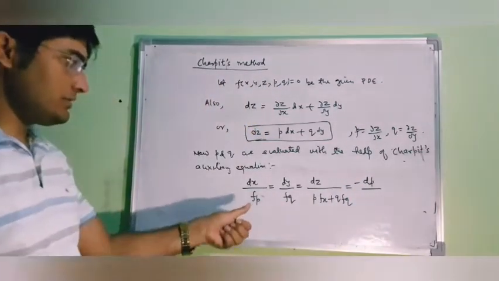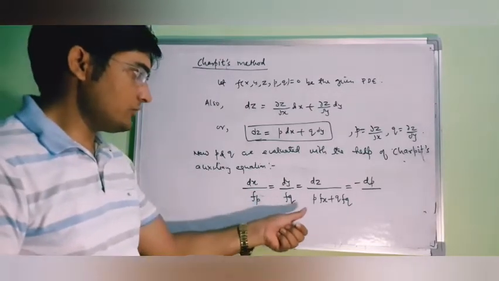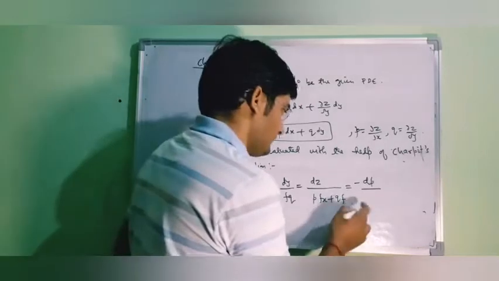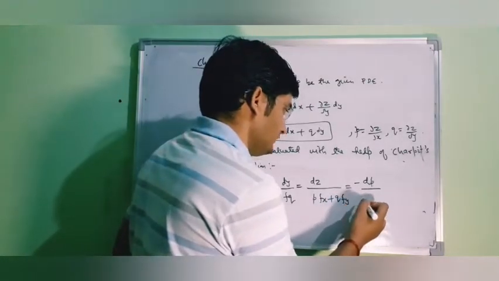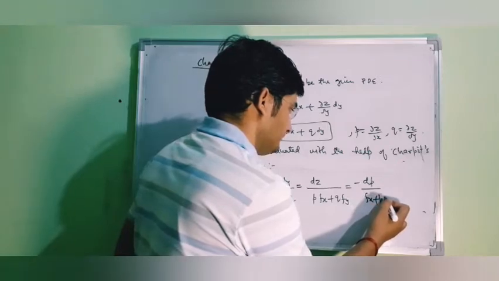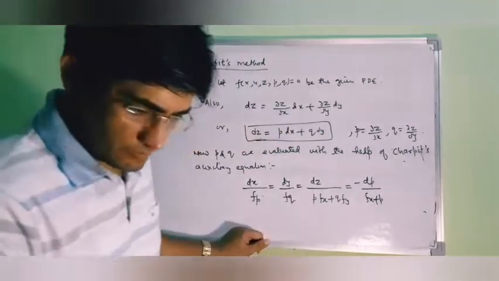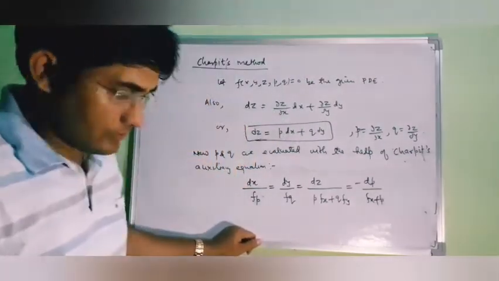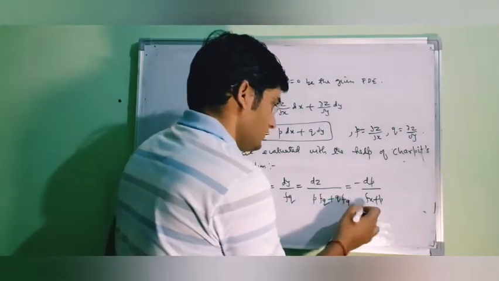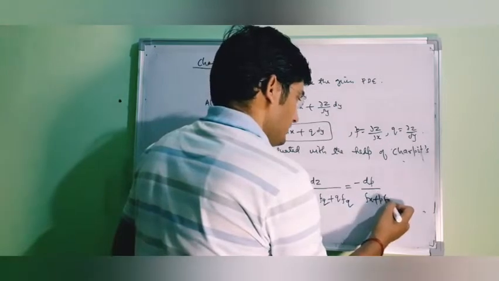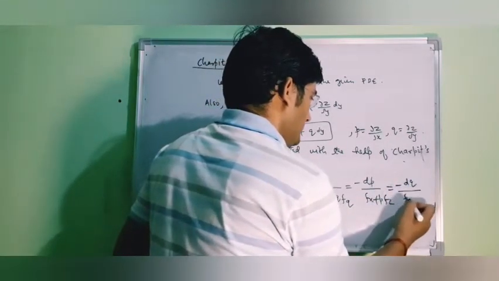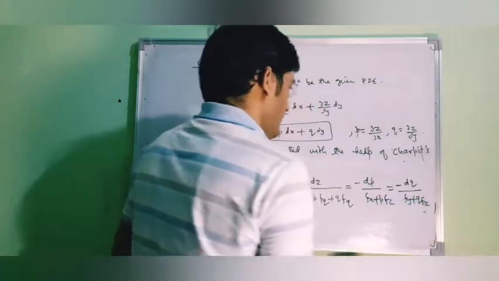dx upon fp equal to dy upon fq equal to dz upon p fp plus q fq, then minus dp upon fx plus p fz, and minus dq upon fy plus q fz.